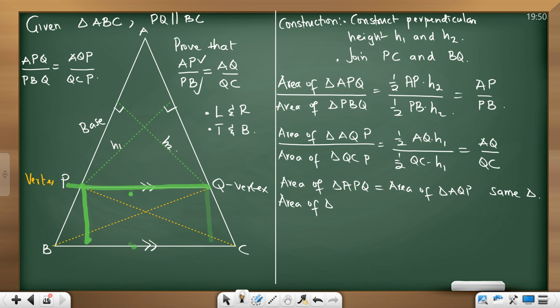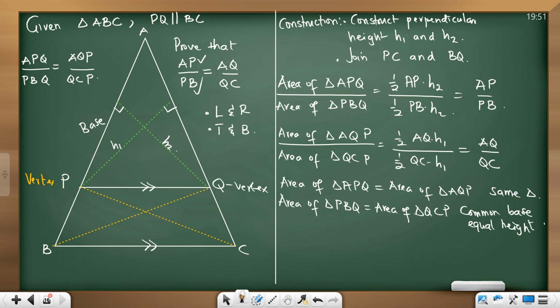Area of triangle PBQ is the same as area of triangle QCP. What are we saying? Common base and equal height. Common base means we're talking about the same letter. So area of the tops are equal. Area of the bottoms are also equal. So the top on the left is equal to the top on the right. The bottom on the left is equal to the bottom on the right.